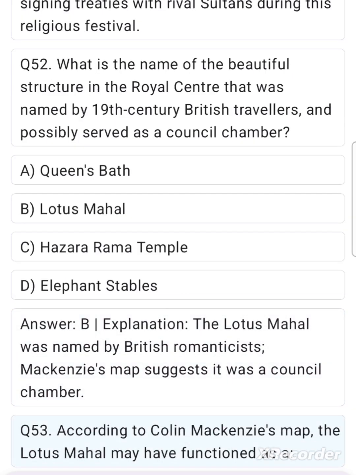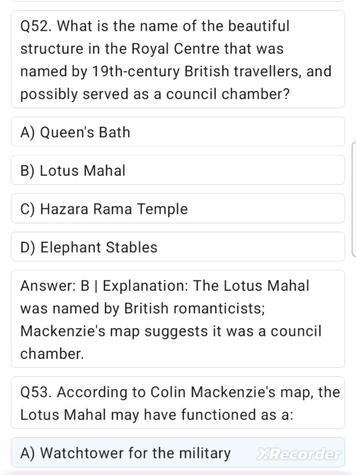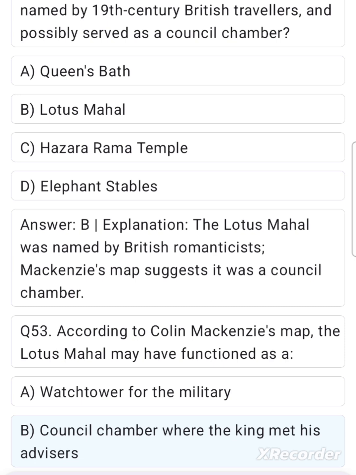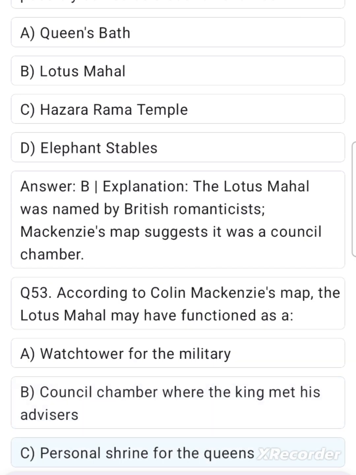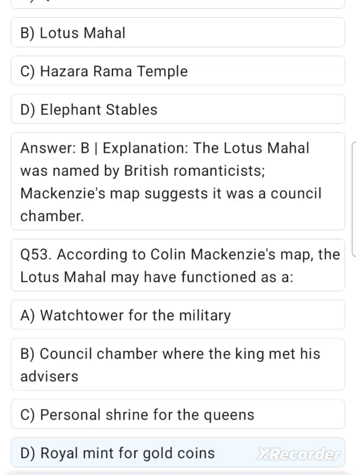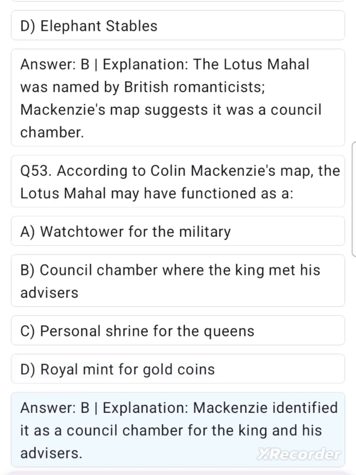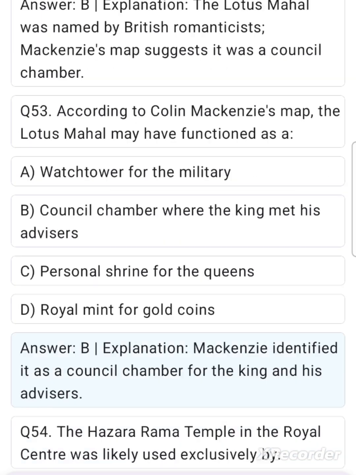Q53. According to Colin Mackenzie's map, the Lotus Mahal may have functioned as: A. A watchtower for the military. B. Council chamber where the king met his advisors. C. Personal shrine for the queens. D. Royal mint for gold coins. Answer. B. Explanation. Mackenzie identified it as a council chamber for the king and his advisors.